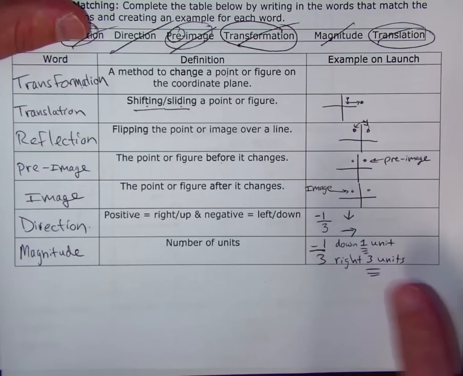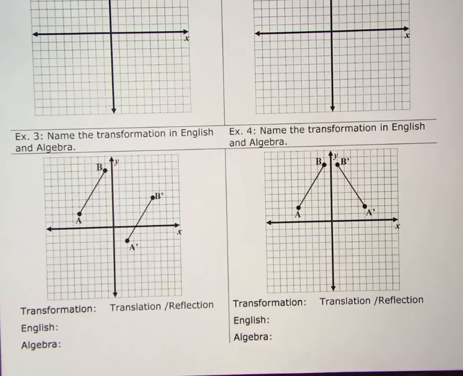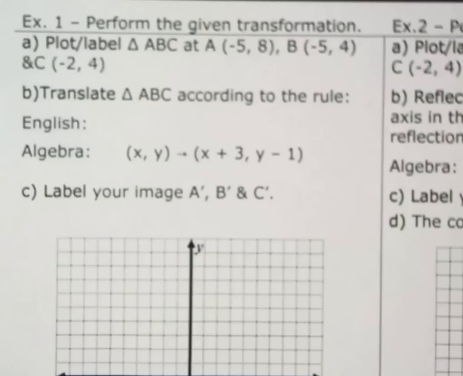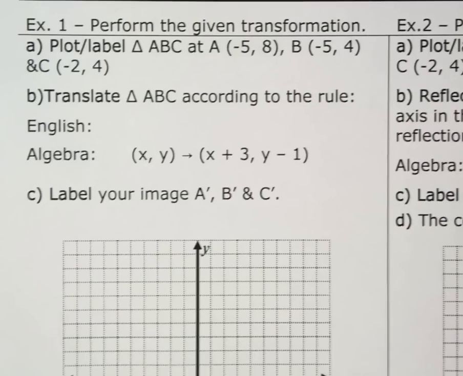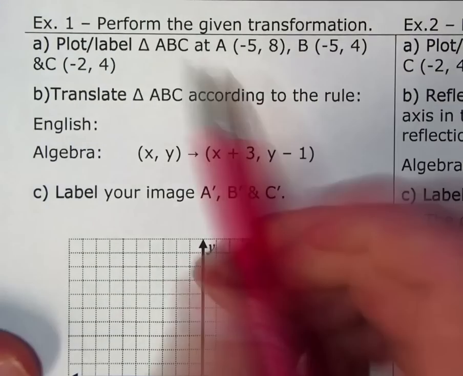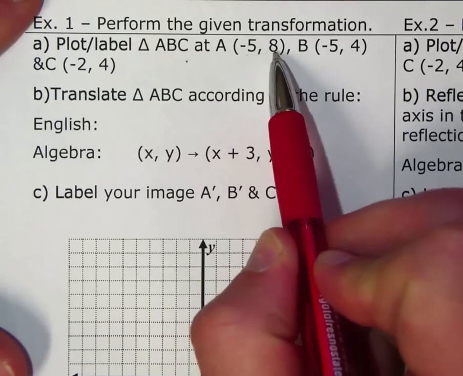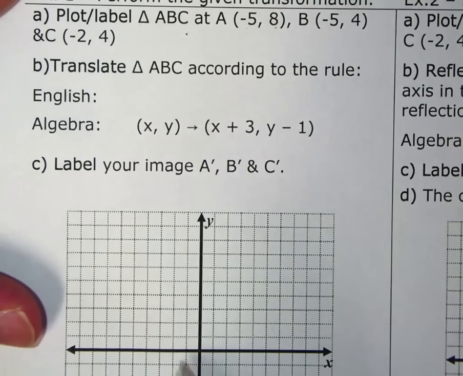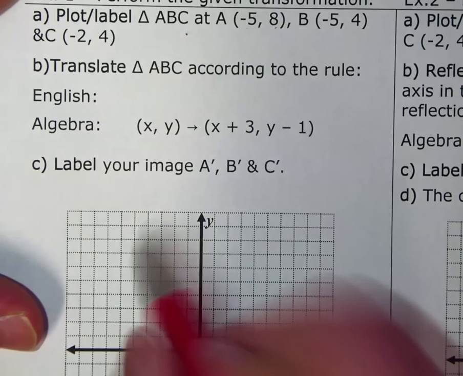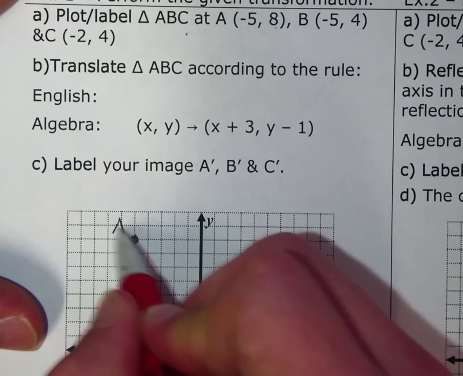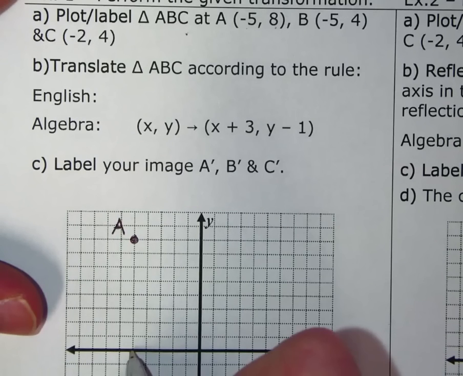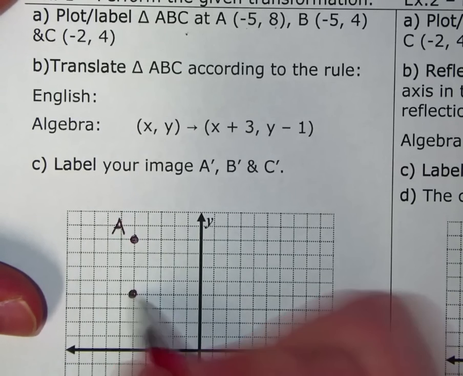Okay. Let's actually go do some now. We're going to try and perform the given transformation. So we need to plot triangle ABC first. Let's go find -5 and 8 for A. 1, 2, let's see, I'll move it up here a little bit. 1, 2, 3, 4, -5, up 1, 2, 3, 4, 5, 6, 7, 8. There is A. B is at -5, 4. 1, 2, 3, 4, 5. Up 1, 2, 3, 4. Okay, there's B.